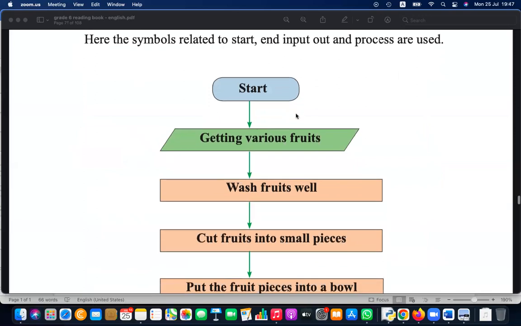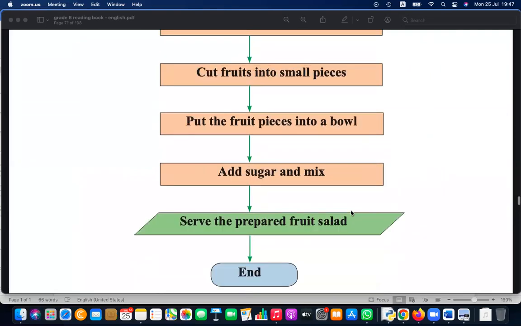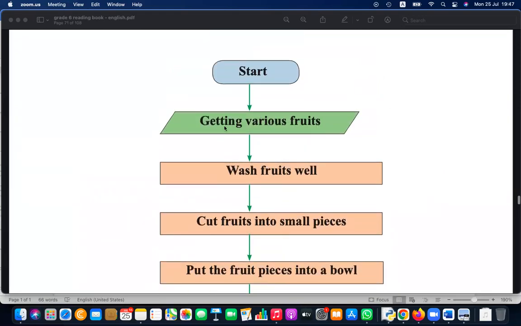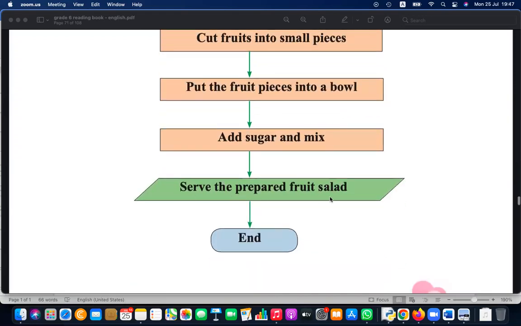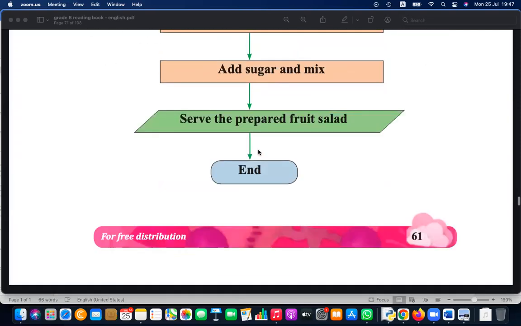Now you can see start. Get in various fruits. That is input. Wash the fruits well, cut the fruit into pieces, mix it, add sugar. All these are processes, so processes are rectangles. Getting various fruits is input, so that is a parallelogram. Then serve the prepared fruit salad is output. The output is also a parallelogram. Then the end. Start and the end.